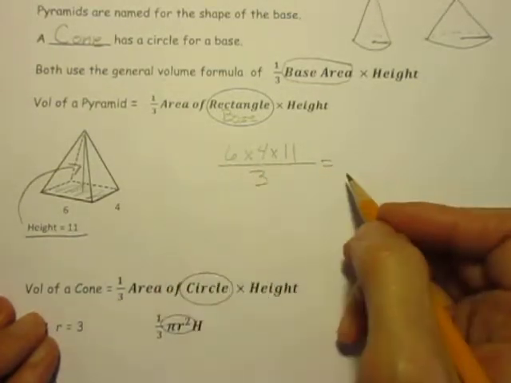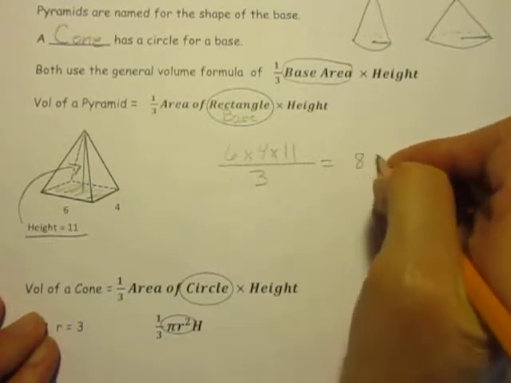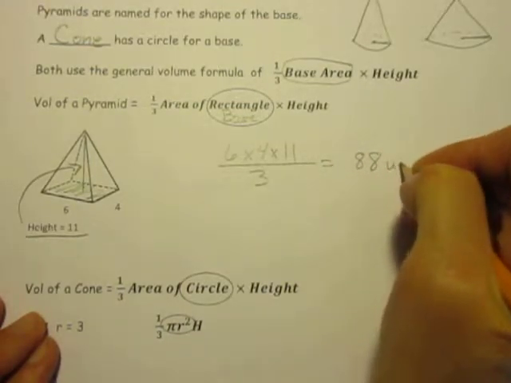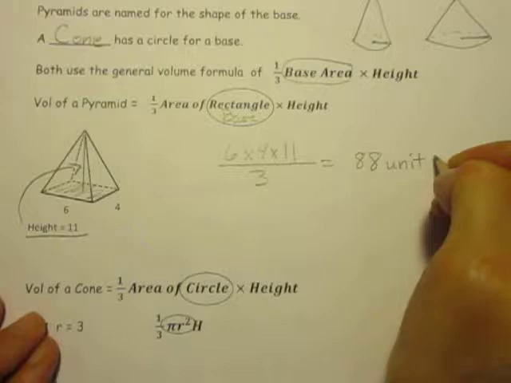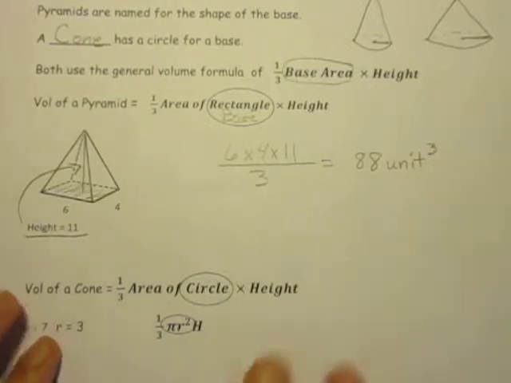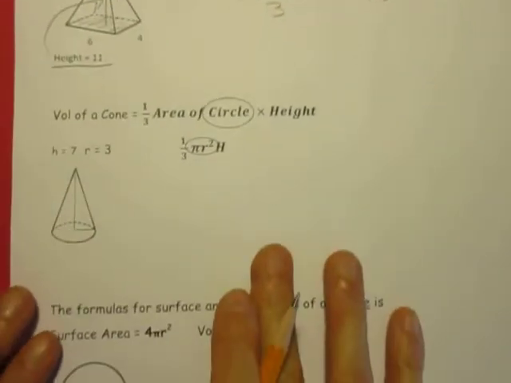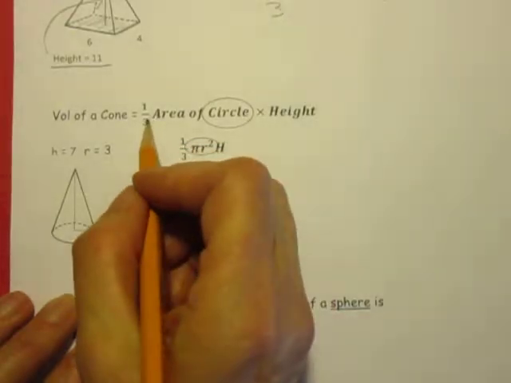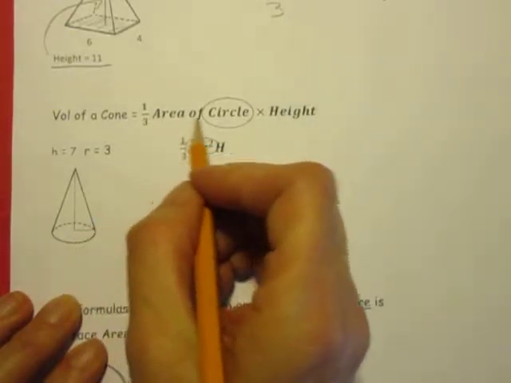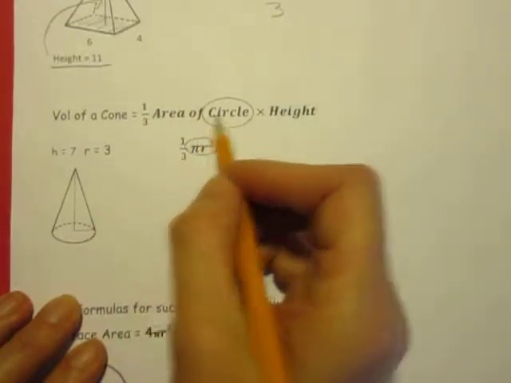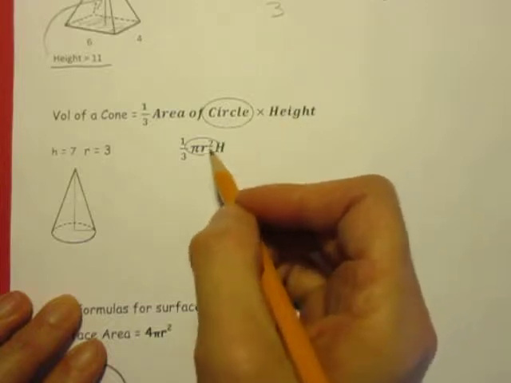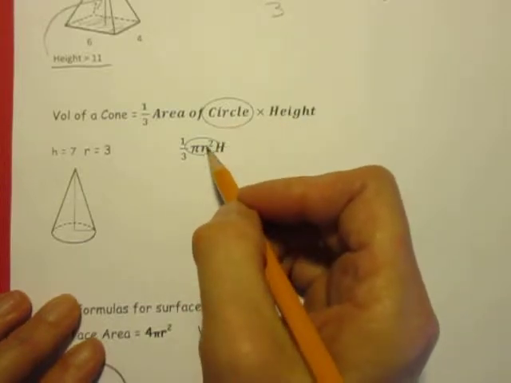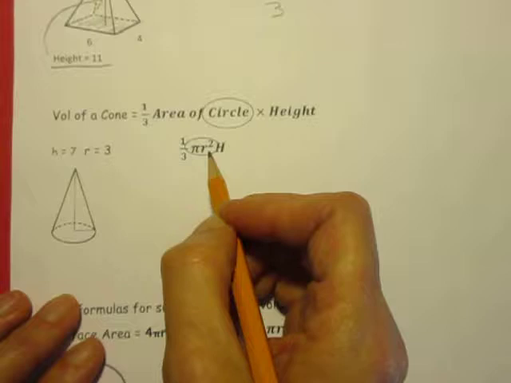That just works out very slick and easy for students because you can just go to your calculator and plug it all in. And you should end up with 88 units cubed. Similarly with a cone, again, you're going with that concept of 1/3 the area of the circular base times the height. Because the base is a circle, you're going to be using pi r squared.